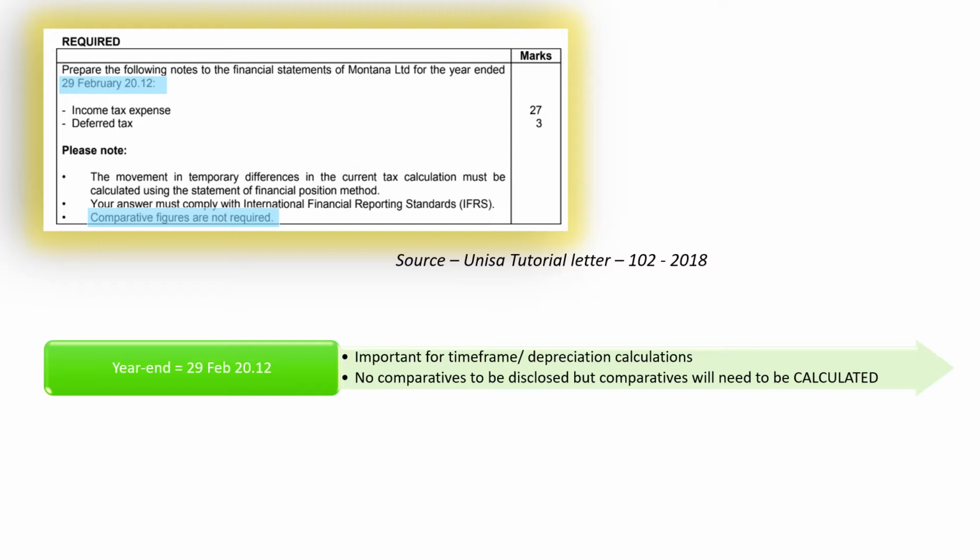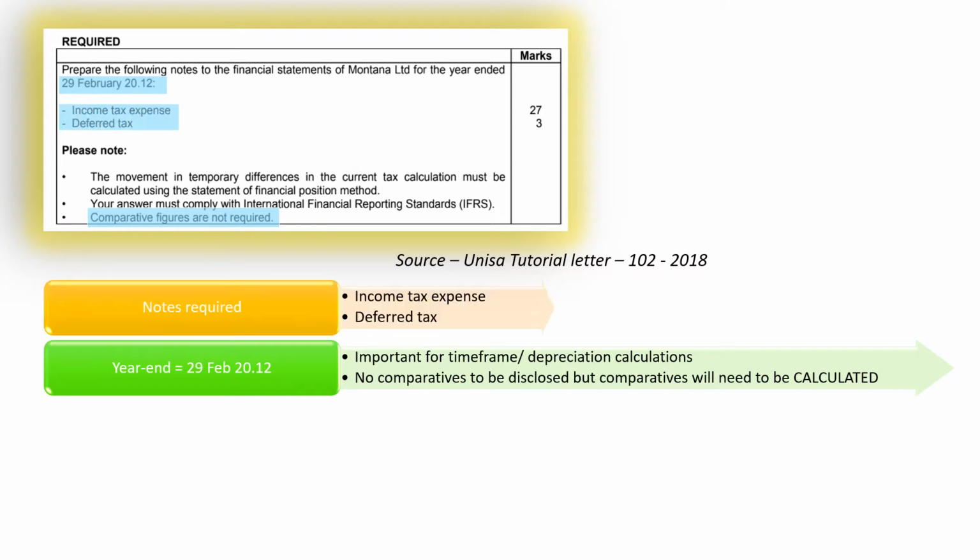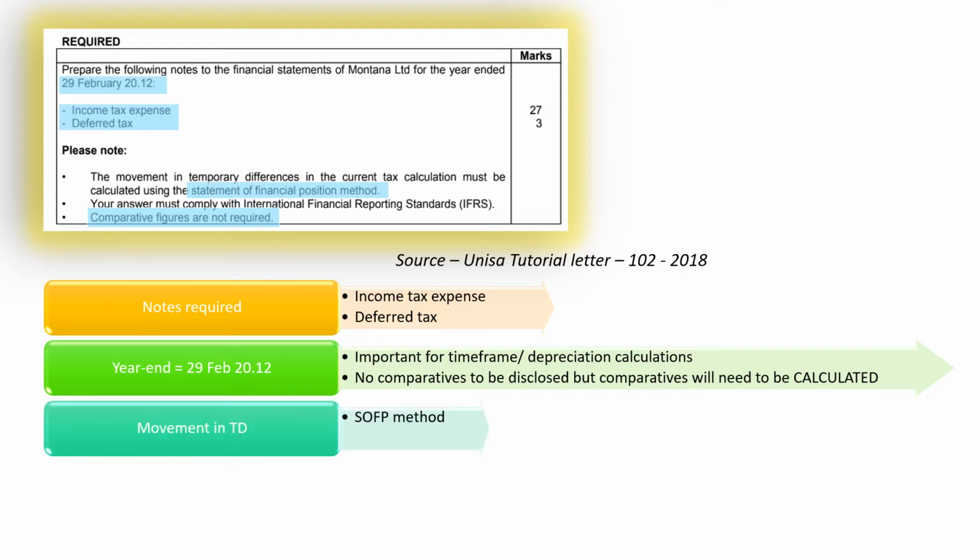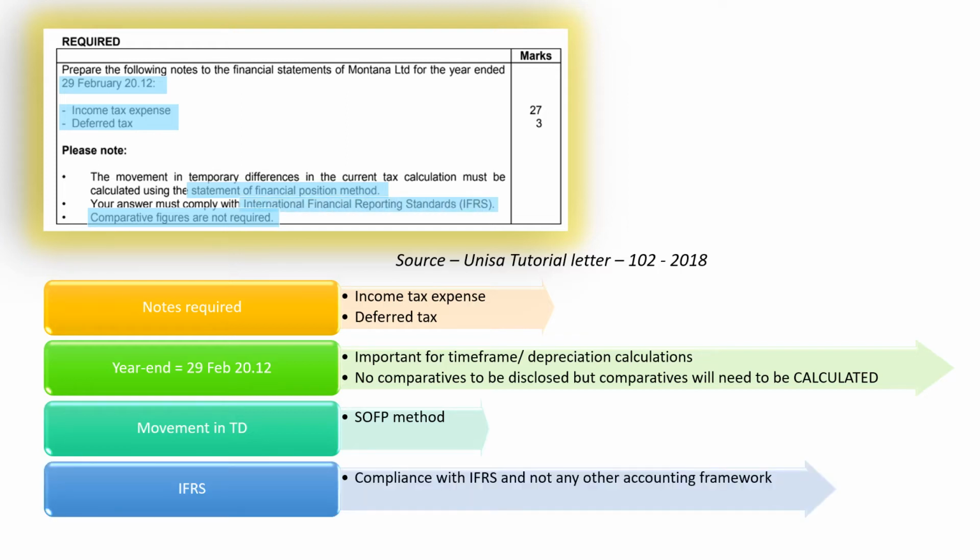In terms of the notes that they want us to provide, it is the income tax expense note and the deferred tax note. Please note the movement in temporary differences in the current tax calculation must be calculated using the statement of financial position method, or some people call it the balance sheet method. So they're informing you about this point to guide you as to how to deal with your movements in your temporary differences. Your answer must comply with IFRS and obviously not any other accounting framework.